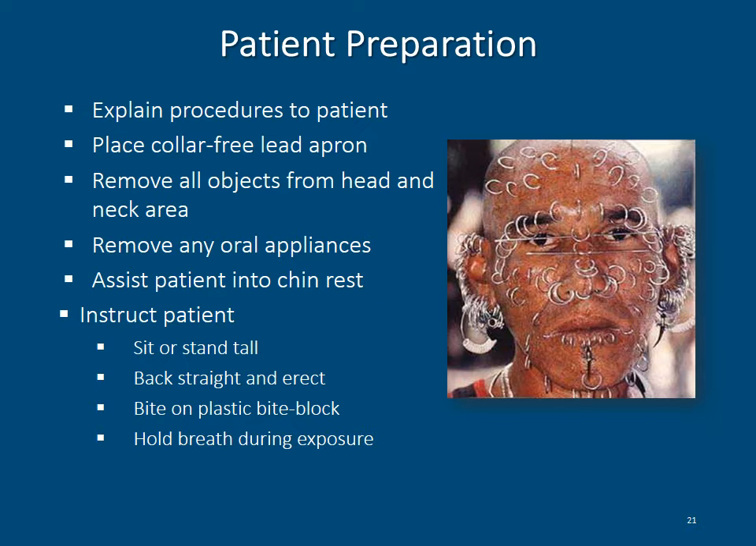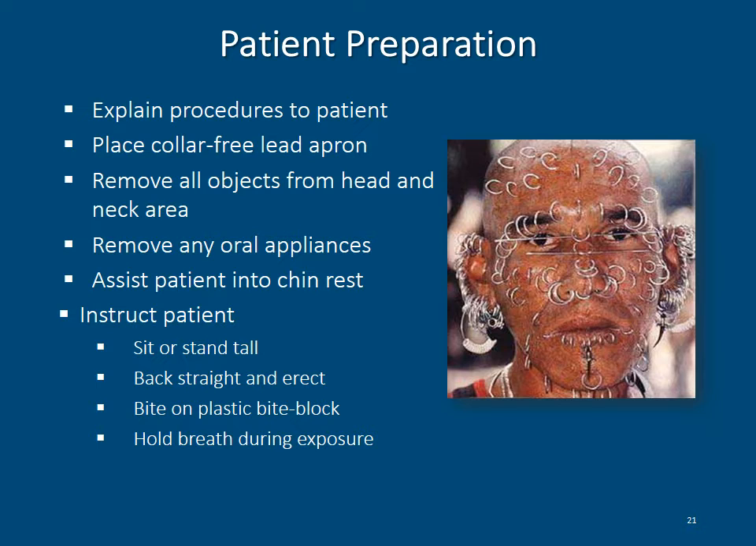With patient preparation, we want to explain procedures to the patient, place the collar-free lead apron around their shoulders, and remove all head and neck metals and objects, remove all oral appliances, and then you're going to assist the patient into the chin rest and make sure that they have their teeth properly placed on the bite block. There's a little notch in there that the teeth will be settled into.